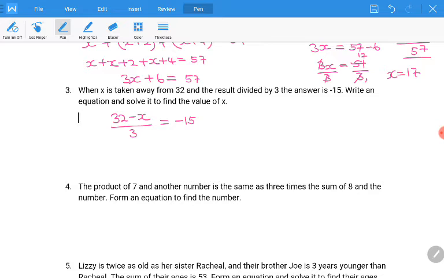So here we are going to apply a number of operations in order to segregate the value of x. The first thing that we do here is to multiply both sides of the equation by 3. So if we multiply here by 3 and here by 3, we are going to get 32 minus x is equal to negative 45.